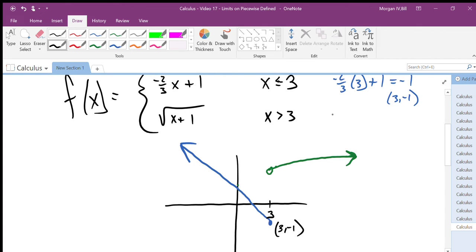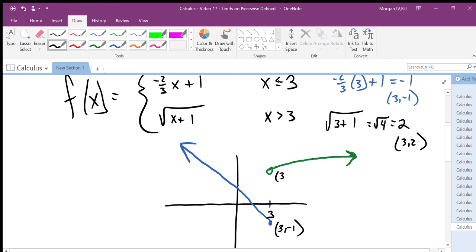To find the endpoint over here, I will take the square root of 3 plus 1. That's the square root of 4, that's 2. That's the point (3, 2). And so we see this open circle occurs at (3, 2). And that is the graph of a piecewise defined function. Notice it is a function. It passes the vertical line test.